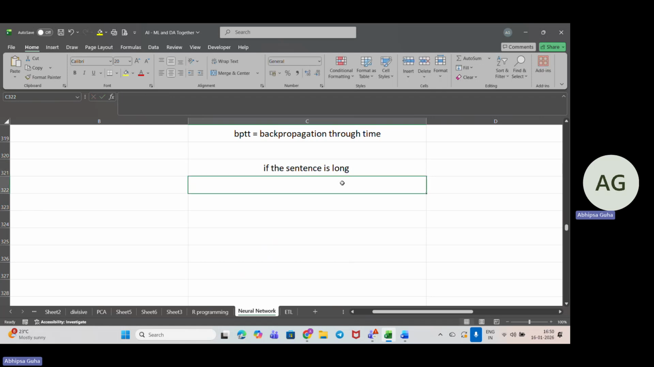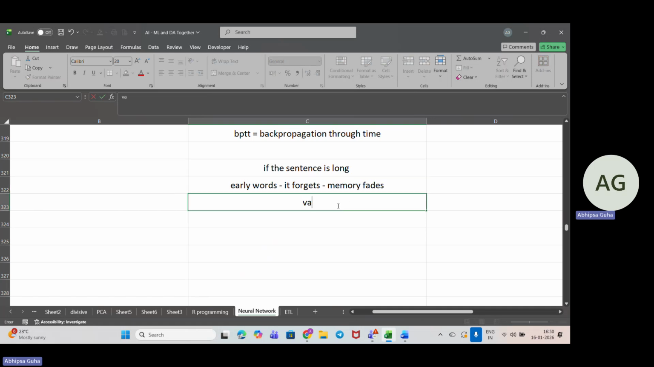Okay, the early words it forgets and the memory fades. Okay, so this is called the vanishing gradient problem.